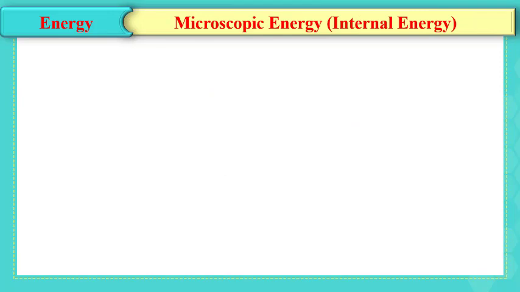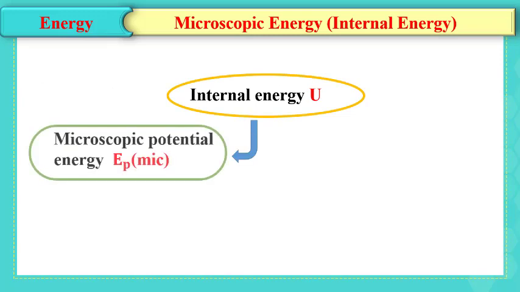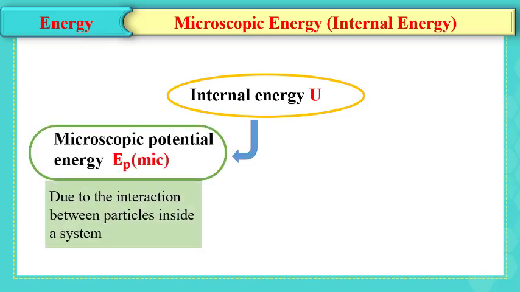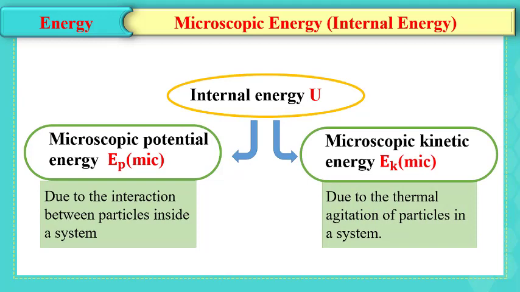Microscopic energy, or the internal energy. The internal microscopic energy U is the sum of the microscopic potential energies and the microscopic kinetic energies. Microscopic potential energy is due to the interaction between particles inside a system, while the microscopic kinetic energy is due to the thermal agitation of a system.